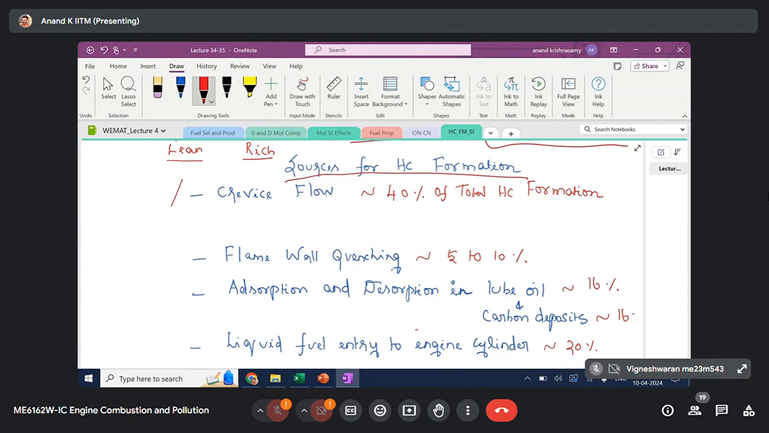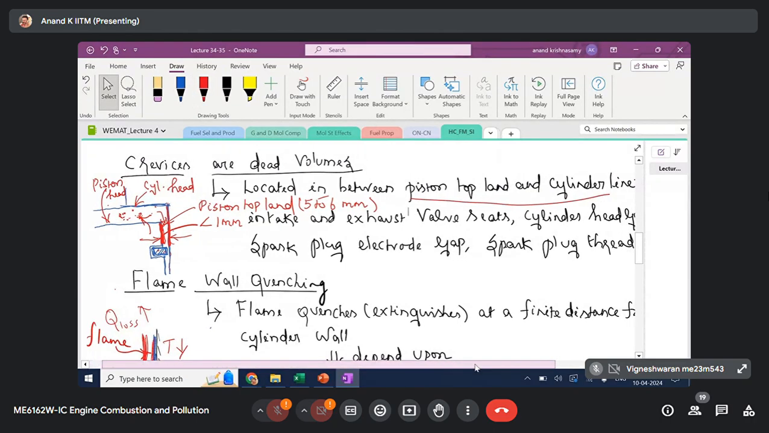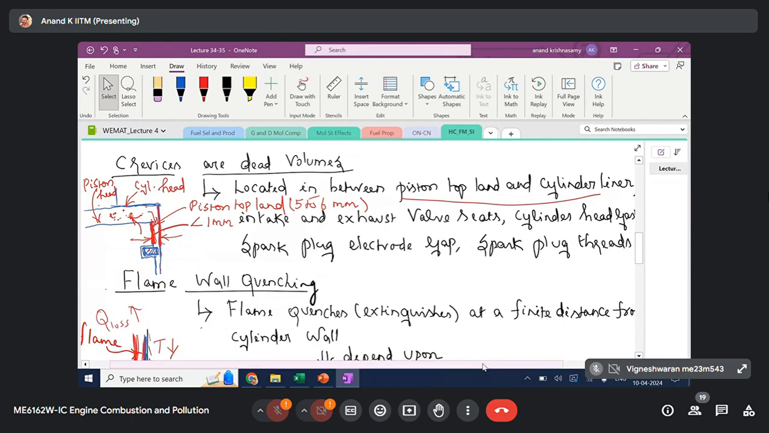If you start with crevice flow, in this case, it is one of the major sources. You could see here that almost half of the total HC formation is through this crevice flow. We already discussed this crevice flow, if you recollect. Crevices are the dead volumes or dead pockets that are present in the engine combustion chamber. One of the largest dead volumes is between the piston top land and the cylinder liner.